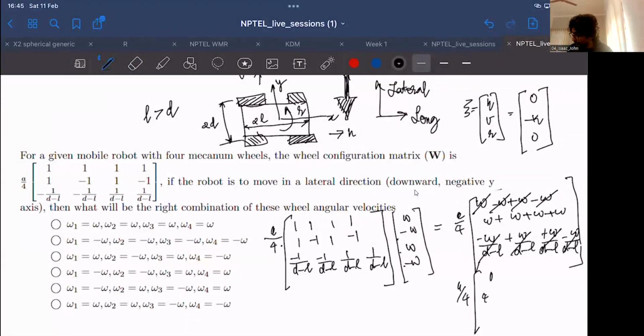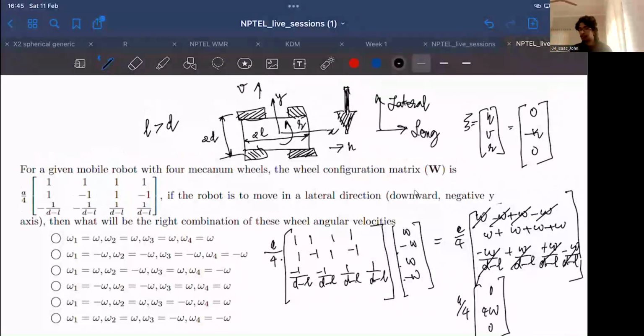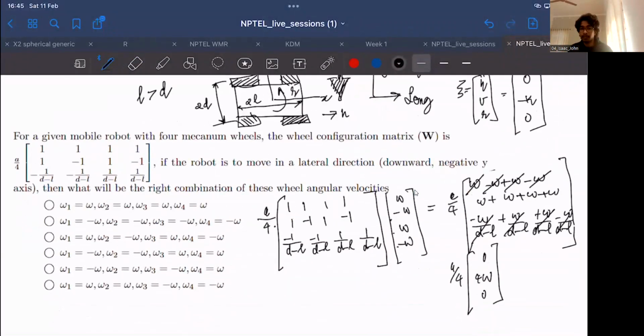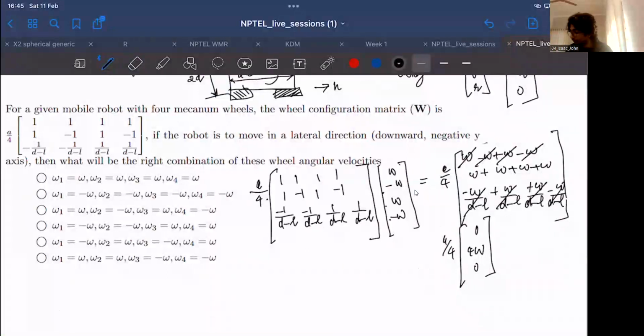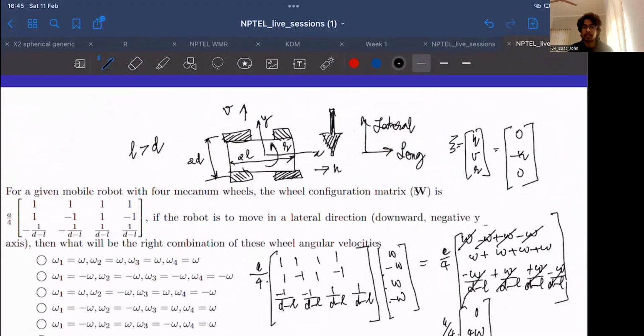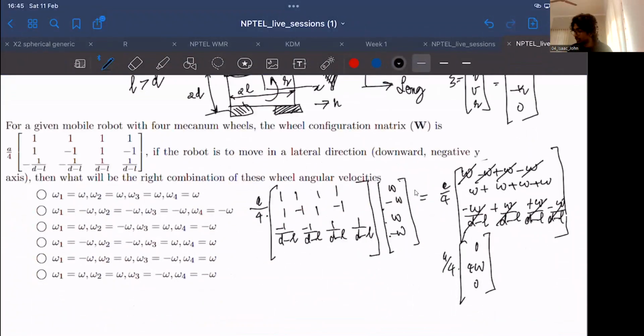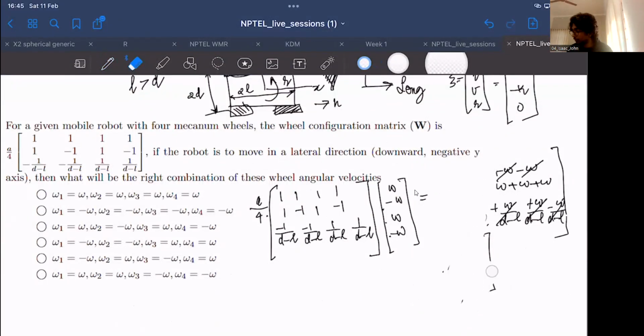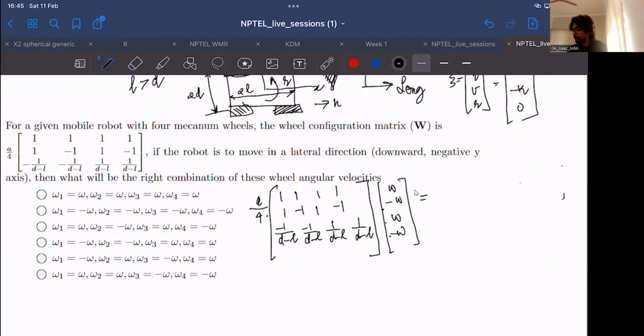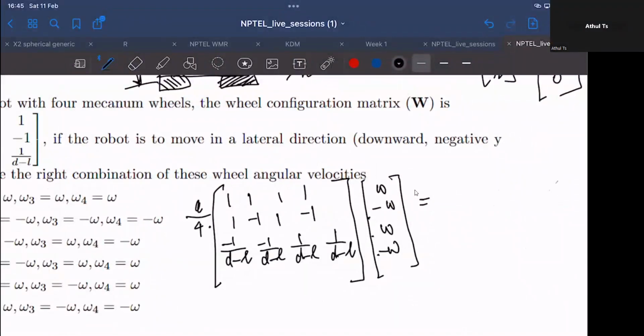And you will get something like 0, 4 omega, 0. This is similar to our requirement, but we would want a negative sign also, because we are asked to find out the case when the robot moves in the downward direction or along the negative axis. So since the term is positive here, that is also not the choice that we are looking for. So moving on to further cases. Here we have found the right magnitude, but we are still not correct in terms of the direction.